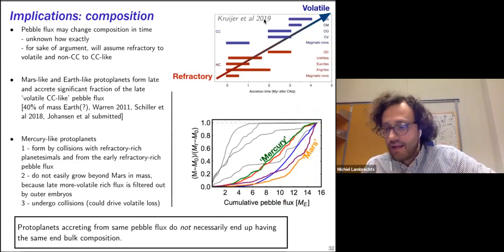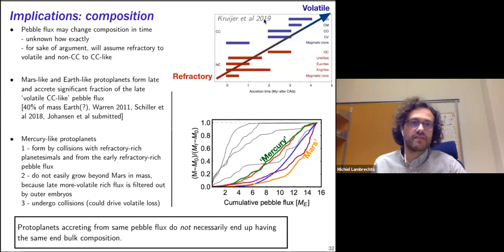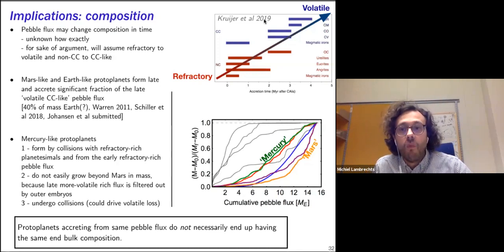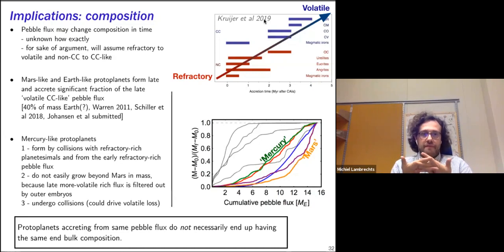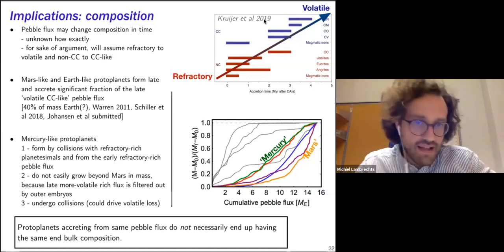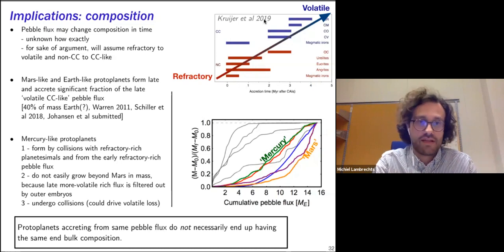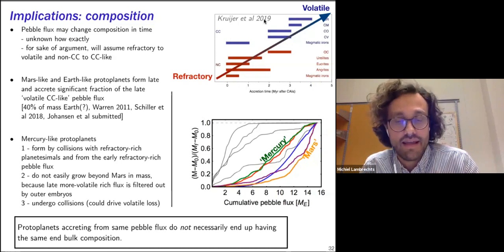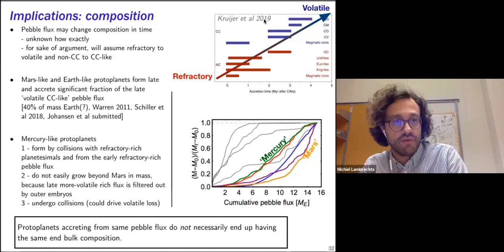Okay. Now we get to the implications of this. One interesting thing is that the pebble flux may change composition in time. We don't know the exact details of this, and for the sake of argument, I will simplify it by a lot and say that we likely have a pebble flux that goes from sort of refractory to more volatile, starting from a non-carbonaceous chondrite-like composition to one that is more carbonaceous-like.